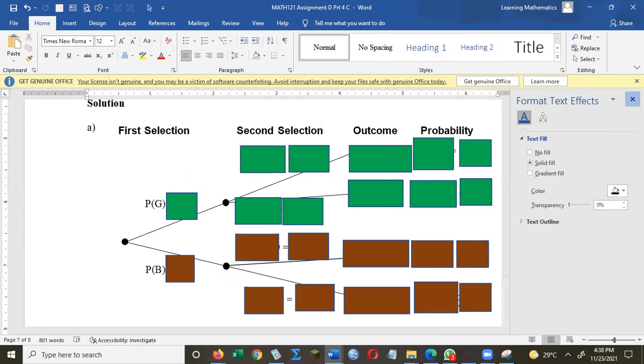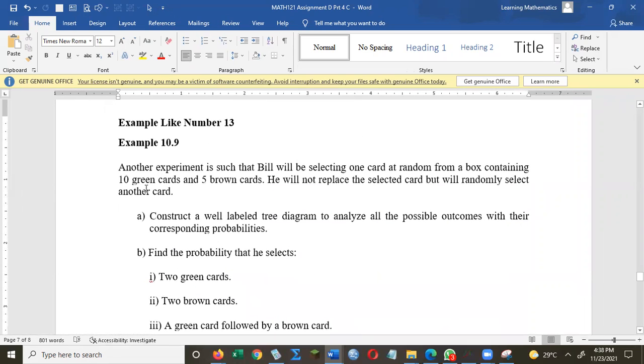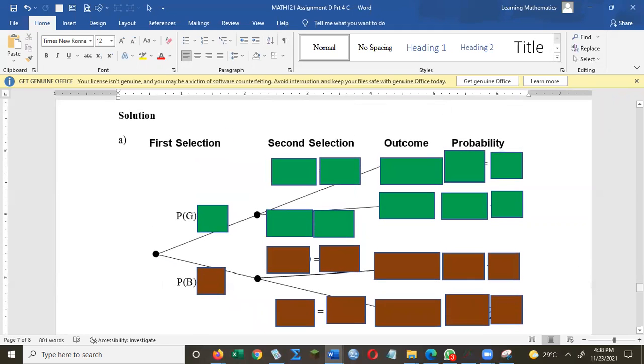So you see what is happening? This first sentence, another experiment is such that Bill will be selecting one card at random from a box containing 10 green cards and 5 brown cards. Okay, that sentence there, look, it is now being transformed into a diagram. In Bill's first selection, he may choose a green or he may choose a brown. Okay, it's the same information represented as a diagram.